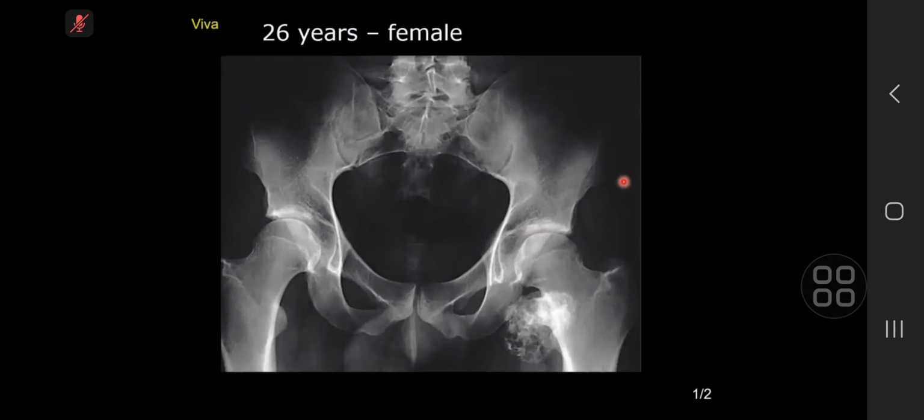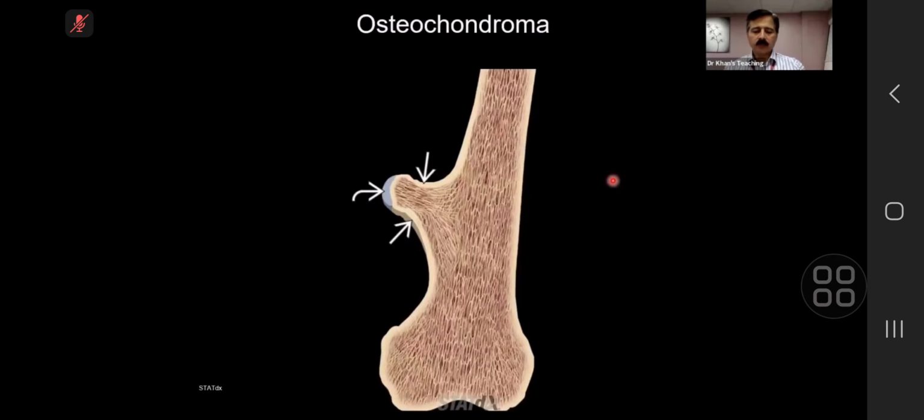Osteochondroma. In osteochondroma, what happens is that there is what we call exostosis, cartilage cap exostosis. This is the cartilage cap. And the viva questions will be about malignant transformation. So the concept is that when there is malignant transformation, the patient might develop pain. Again, the counter argument is that this pain might be because of mechanical factors. Key concept is that if the cartilage cap thickness increases, that is taken as a sign of malignant transformation.